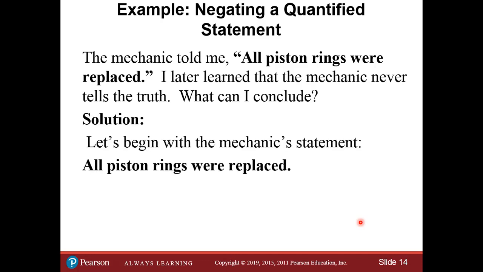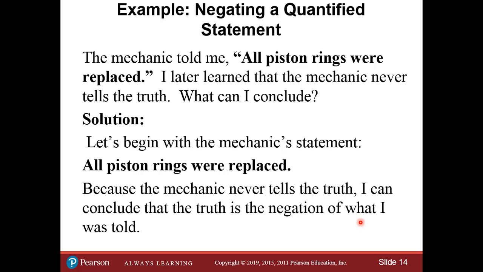So we would say that what? Well, first thing we start with is the mechanic's statement. All piston rings were replaced. But we know that this is not the truth, because he never tells the truth. So the negation of what he told me is going to be the truth. And so how do I negate this? Well, it's a universal quantifier, which means I'm going to have to change this to an existential quantifier, some.